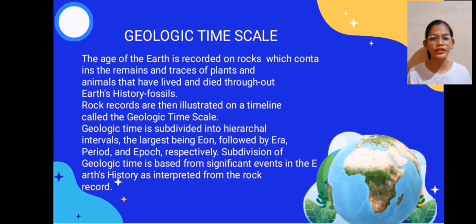So after learning the different types of rocks, how they circulate the Earth, how they are transported, how they are eroded, it is also important to know how they are used to determine the age of the Earth and the significant events that happened in the past.